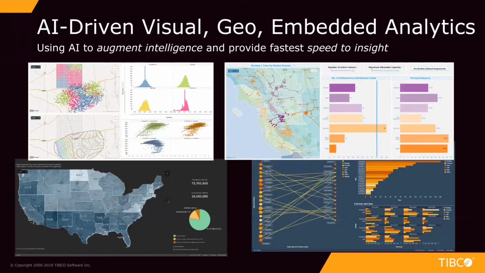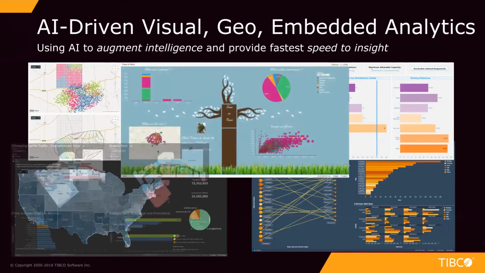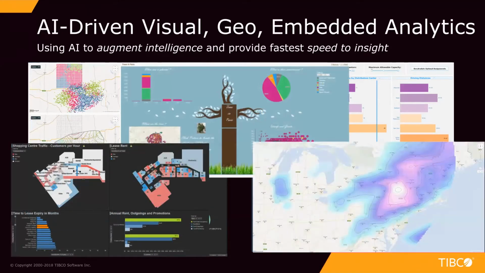Bottom right is a contour analysis of weather data. Bottom left is using that same geo analytics, but this time on a shopping mall. So whether you have geography data or other spatial data, you can use our geoanalytic capabilities for analyzing that and combining that into your dashboard.